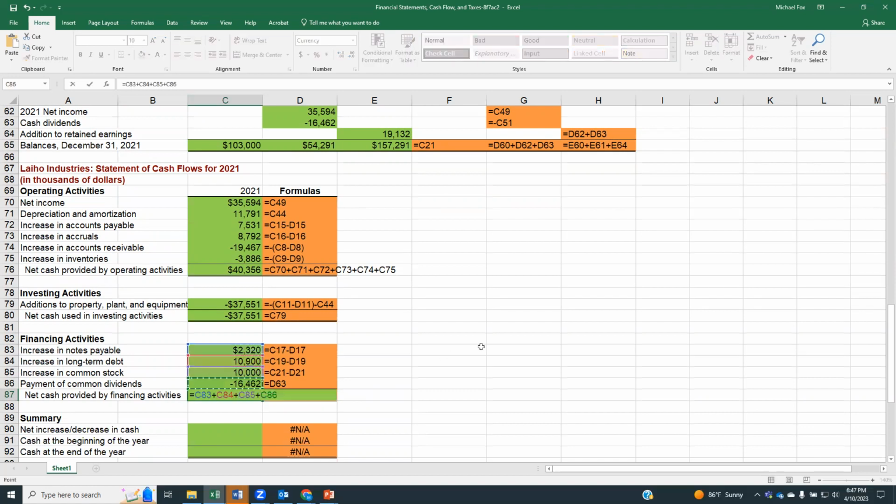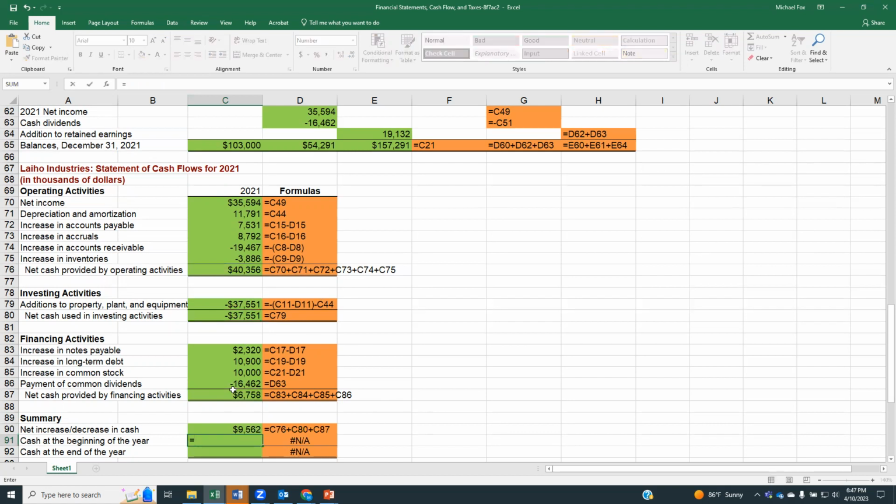I'm just going to add all those up. So we actually brought in positive cash through financing, which would be either taking on debt or selling stock in the business, and then minus any dividends we pay out. So our net increase or decrease of cash now should equal the cash from operating activities plus the cash from investing activities plus the cash from financing activities.